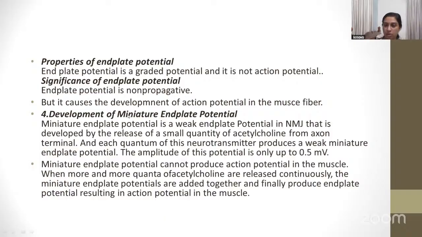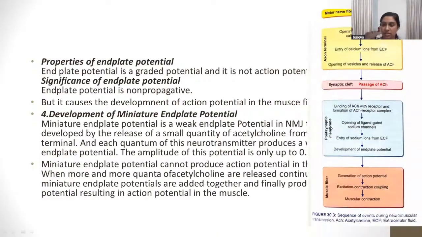When more and more neurotransmitter is released continuously, these miniature end plate potentials are added together and finally produce the end plate potential, which results in the threshold potential and finally leads to the action potential. That is, numerous miniature end plate potentials add together to form the end plate potential, and numerous end plate potentials together form the threshold potential, leading to the action potential inside the muscle. When it does not reach the threshold potential, the action potential will not take place.